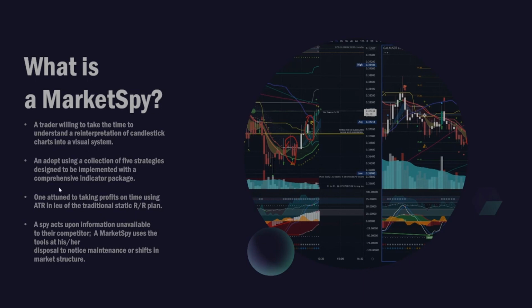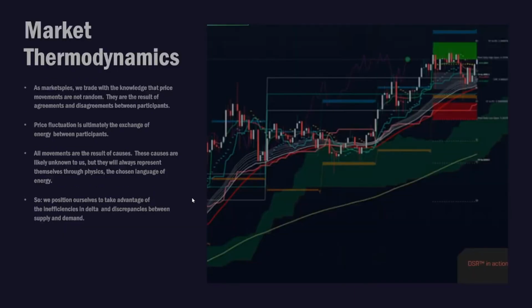And the last one's just a bit of a philosophical take. A spy acts upon information unavailable to their competitor. A market spy uses the tools at his or her disposal to notice maintenance or shifts in market structure. And that's kind of what we're looking at when we're looking at the EQ zones and where price is in relation to that. We're seeing if traders are deciding that price is fair, is it overvalued or is it undervalued, and that's basically what our EQ zones are attempting to tell us. We'll get into that a little more specifically.